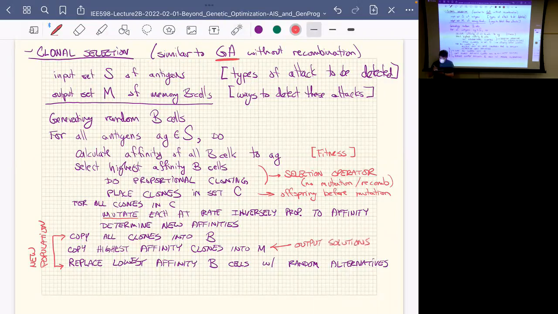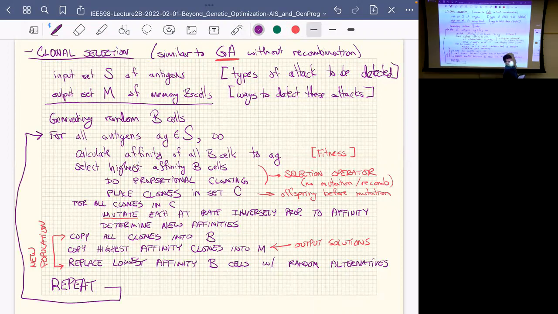And then we can repeat up to here. And that's basically clonal selection. And you can imagine that going on continuously. So you could imagine this terminating, so maybe a termination condition, or continuous operation, where you might even change the antigens over time.